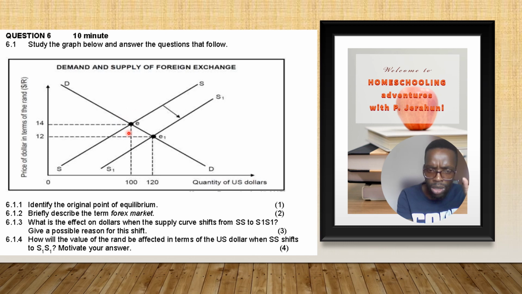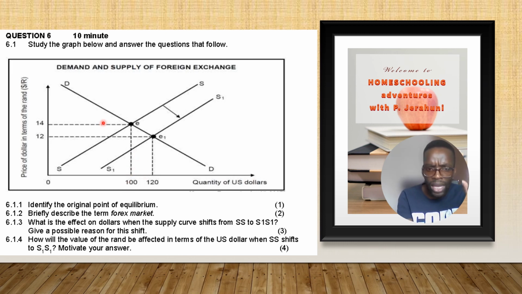That's the original equilibrium. So identify the original equilibrium point. From the graph, the original equilibrium point is point E. Okay, and what is happening at E? This is the point at which the price of a US dollar in terms of the rand is 14, and the quantity there is 100.